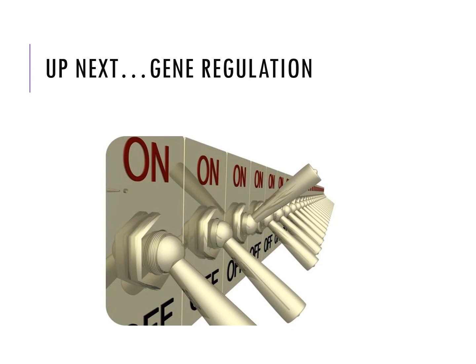So now that we have a basic understanding of how we inherit our chromosomes using independent assortment and meiosis and how many genes are on the chromosomes, etc., we can move on to the last topic of this semester, which is gene regulation. So how do we know which genes to turn on in the cell and when?